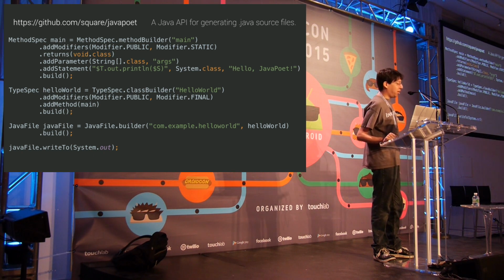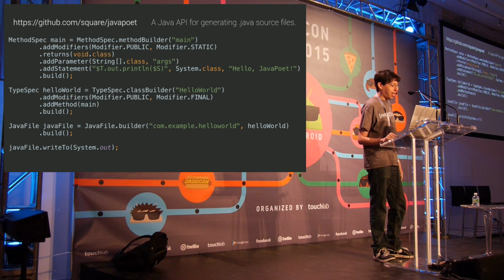And there's a lot of code up here, but what this does is generate a class called HelloWorld and have a main method that just prints out Hello, JavaPoet, and it handles generating all the import statements for you and pretty much everything you need about the syntax.